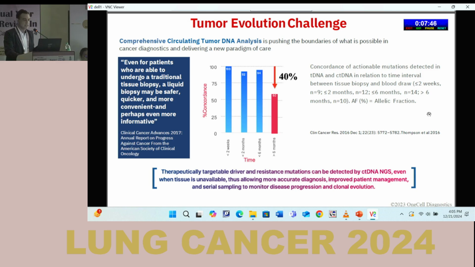A few years ago, there was a statement from ASCO that even for patients who are able to undergo a traditional tissue biopsy, a liquid biopsy may be safer, quicker, more convenient, and perhaps more informative.